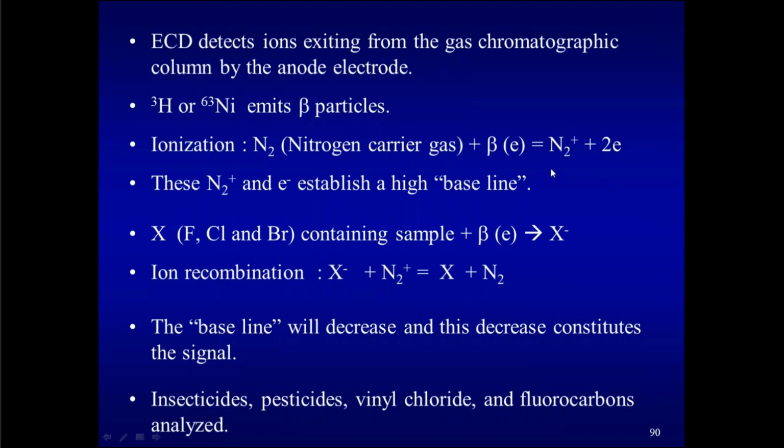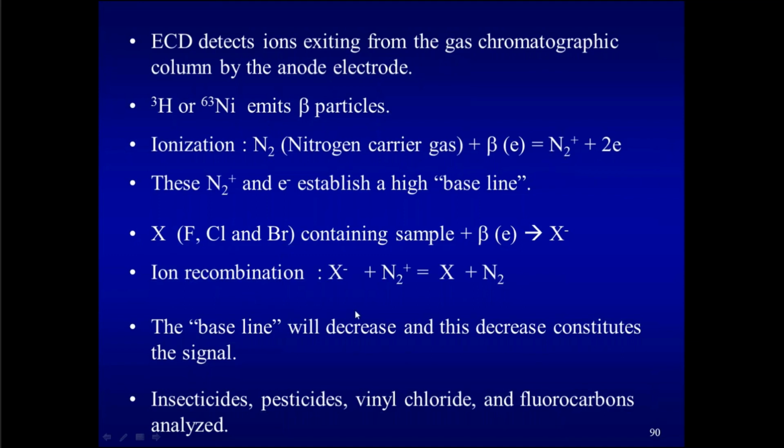Why does this happen now, when recombination was not taking place earlier, when there is no component, only carrier gas? That's because the electron is a small entity and it can move very fast in a given applied potential. It can move very fast towards the anode. So it avoids recombination with nitrogen cation.